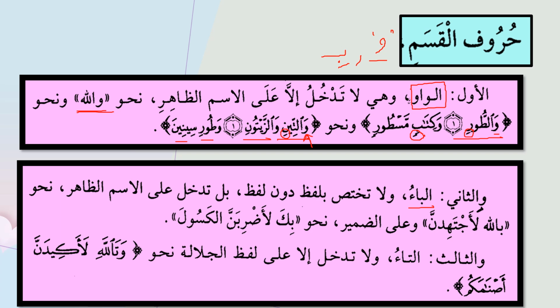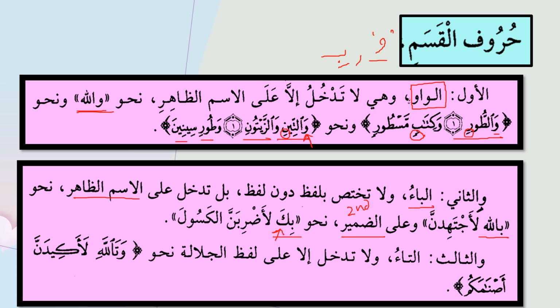So you can see تدخل على الاسم الظاهر, the visible noun. For example, here you can see it's being attached with lafz al-jalalah: بالله لأجتهدن. This means I will work hard, and you are taking an oath, billahi la-ajtahidanna, I will work hard. And على الضمير. Now the second example is with the damir bika. You can see this harf jar ba is coming with the damir kaf, and this is working as the qasam, the particle of qasam.